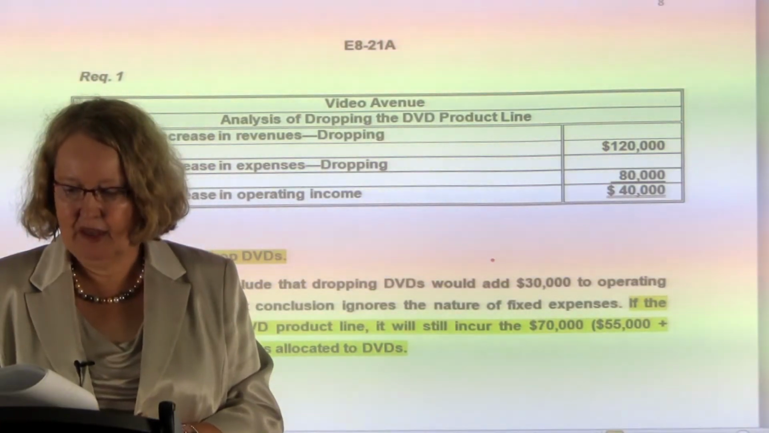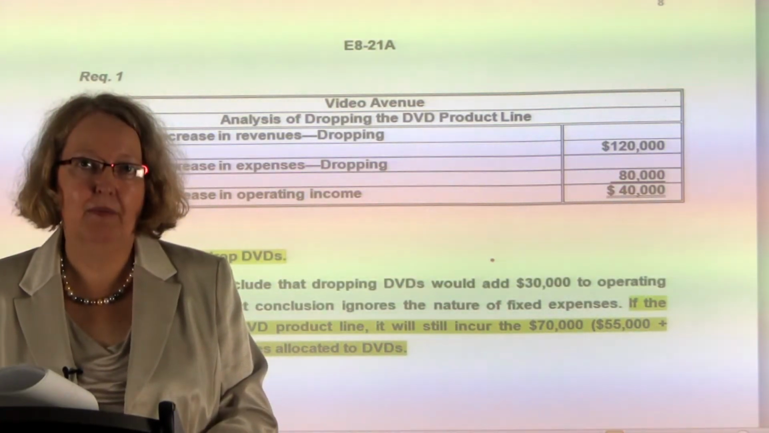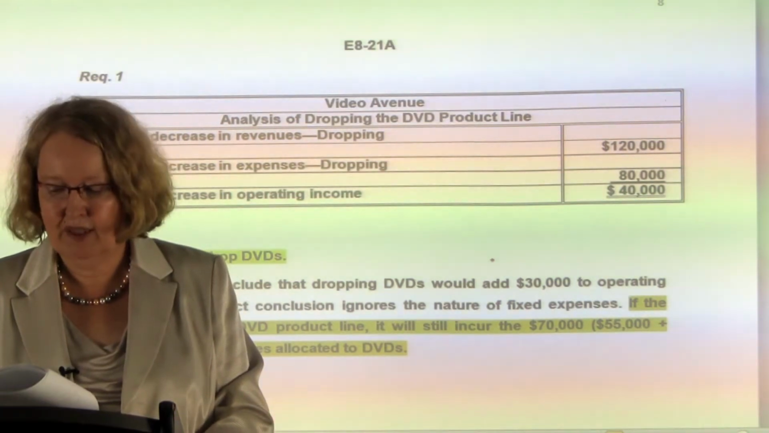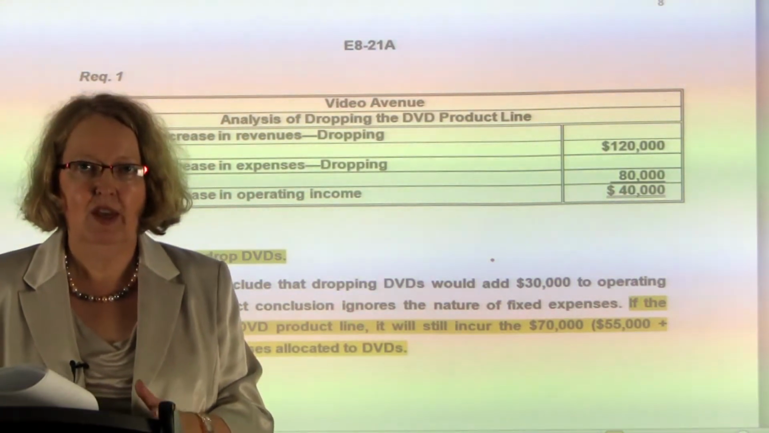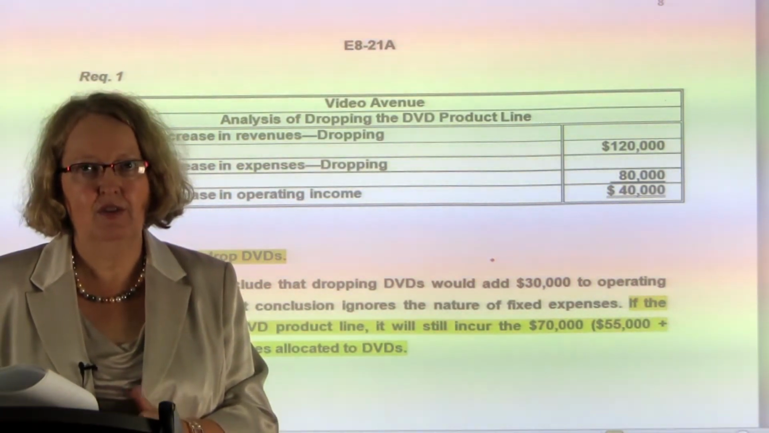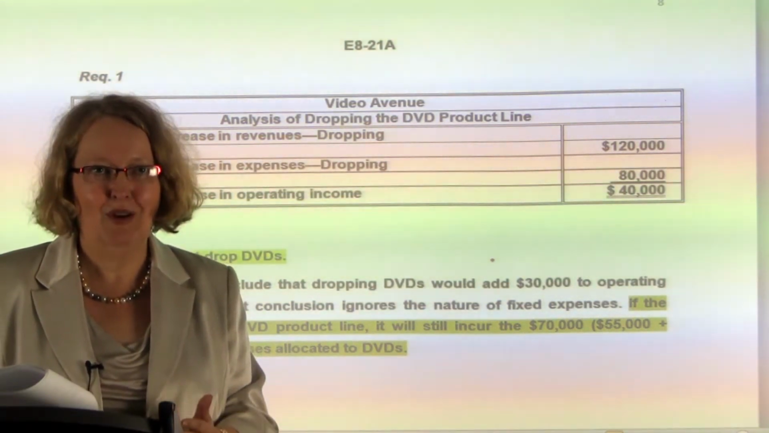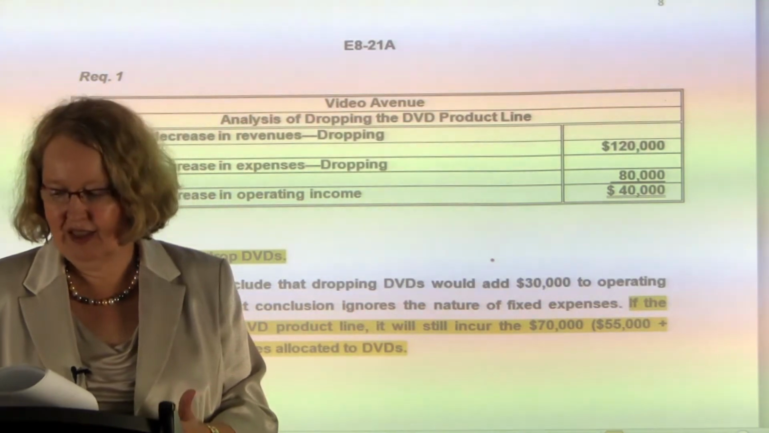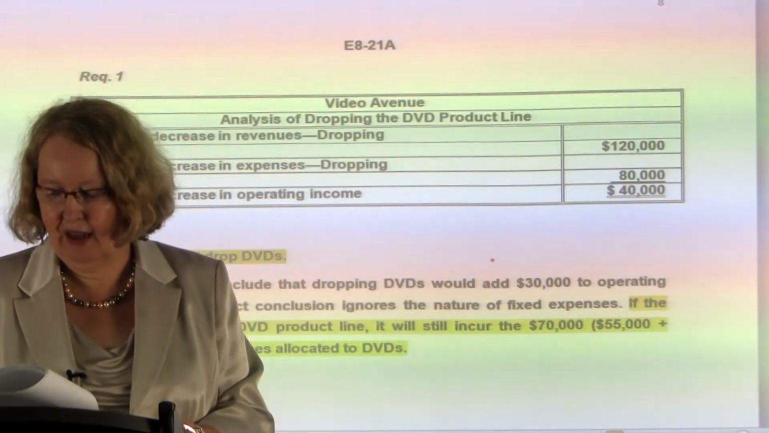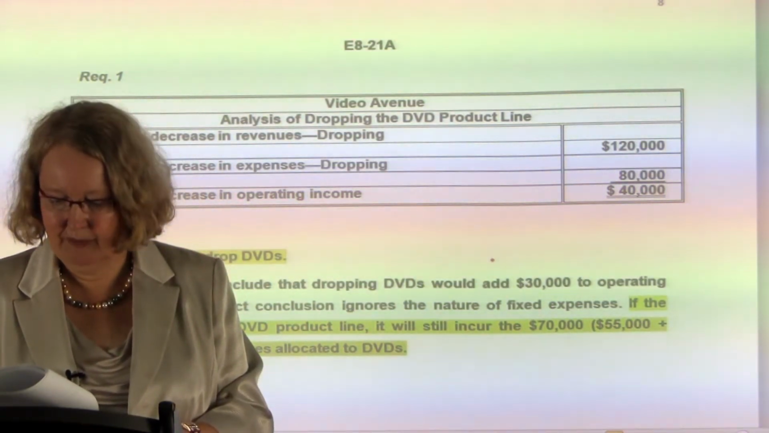So this problem is deciding whether or not to drop a product line. It's always beneficial for a company to look at all of the different products or different segments it's offering to figure out which ones are profitable and which ones aren't. In this case, they're looking at their two product lines, DVDs and Blu-ray discs.